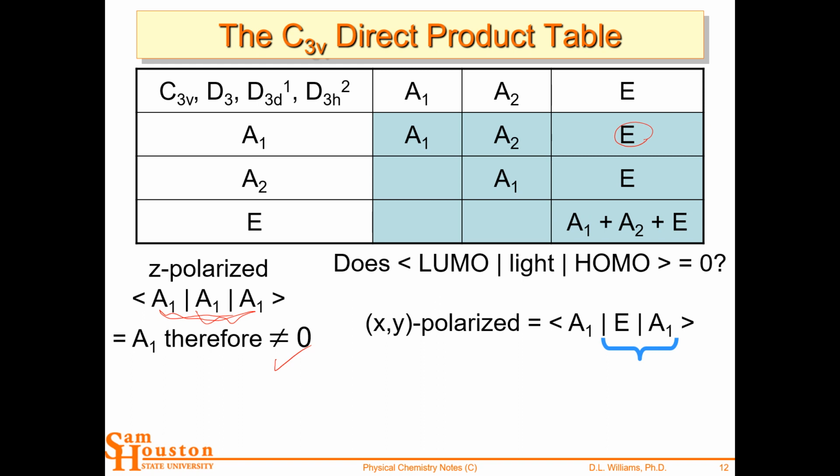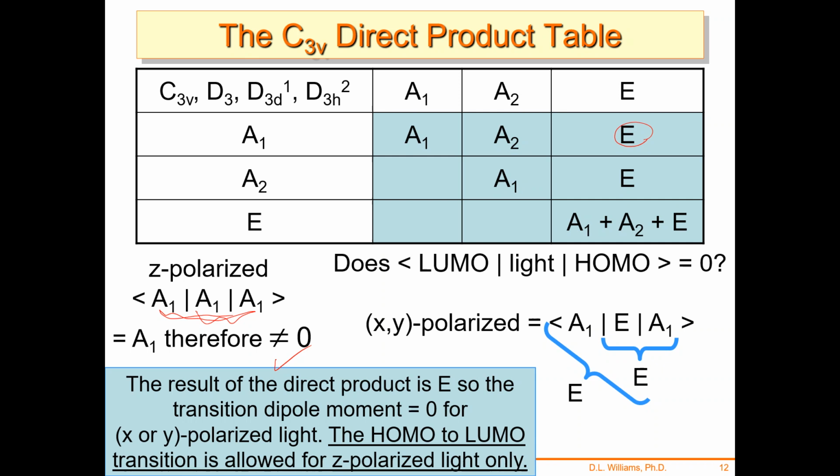But what about XY? We come over here, E times A1 gives E, and then E times A1 again gives E. Not the top row. So even in 3 dimensions, it's just as simple as it was in 1 dimension. We do 2 of these direct products, and we look at the character table. And we've done an ungodly integral. You think of this HOMO and LUMO and the Cartesian coordinates and that function, that would be a mess. I don't want any part of it, but I can look at the symmetry and tell you right now that X and Y light coming into this molecule cannot excite the HOMO to LUMO transition, but Z light can. And so the direct product is E, so the transition dipole moment is 0 for XY polarized light, but the HOMO to LUMO transition is allowed for Z polarized light.